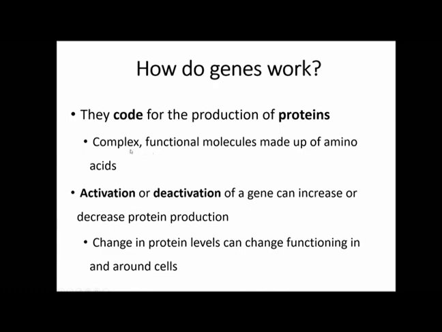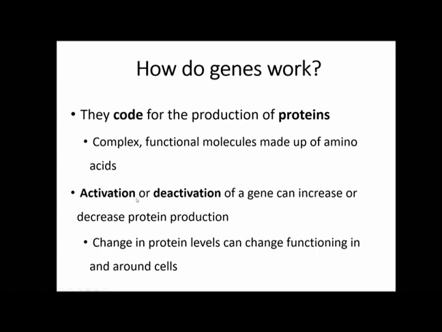So when we're talking about these genes giving us the information for producing these proteins, it can actually work in a couple of different ways. So you can have a gene be activated or deactivated. So within a cell, you can turn on or turn off a gene. And that turning on and turning off a gene can increase or decrease the production of proteins.